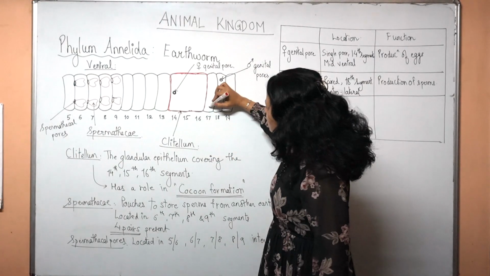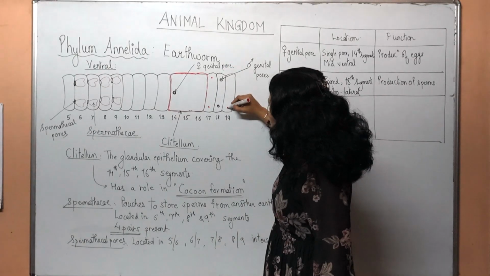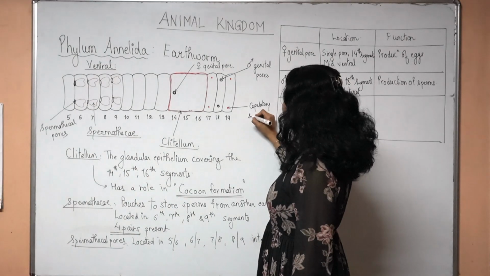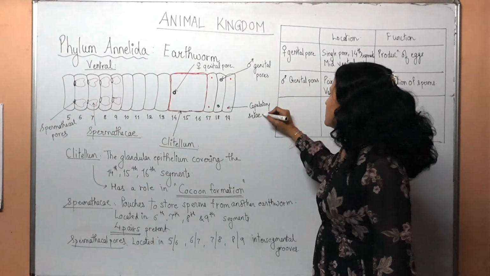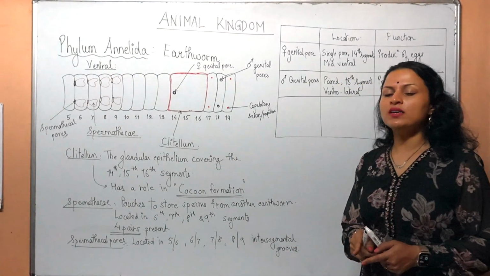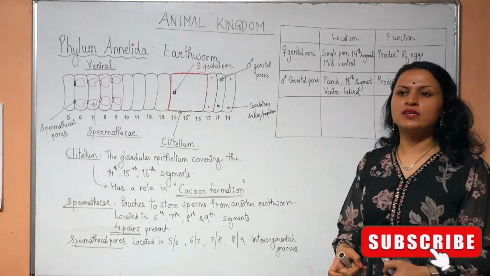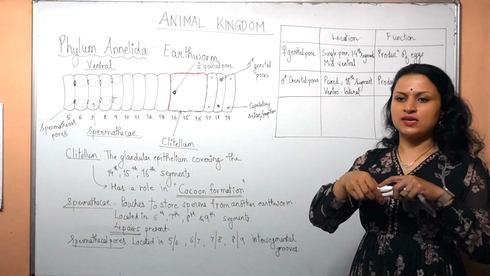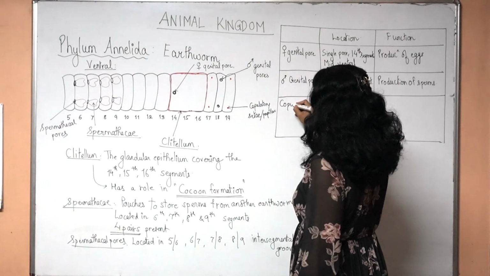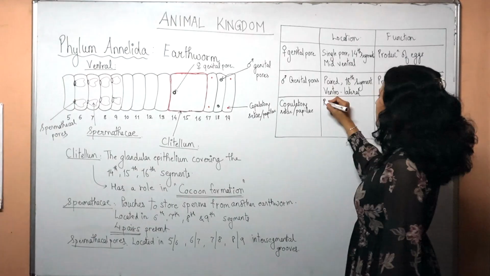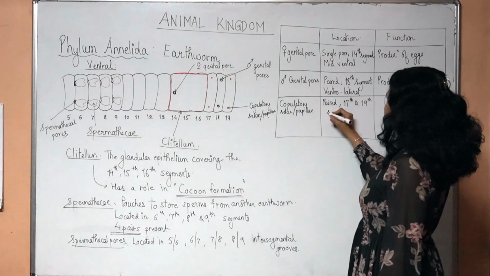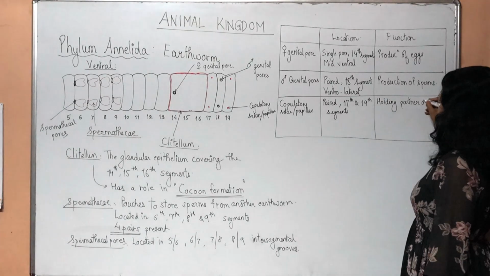Other than these, on the 17th and the 19th segments, there are structures which are called the copulatory setae. What are these copulatory setae? Also called copulatory papillae. These are a special type of setae which will help the earthworm in grabbing hold of its partner during the copulation process. They are paired and they are found on the 17th and 19th segments. The function is holding the partner during copulation.